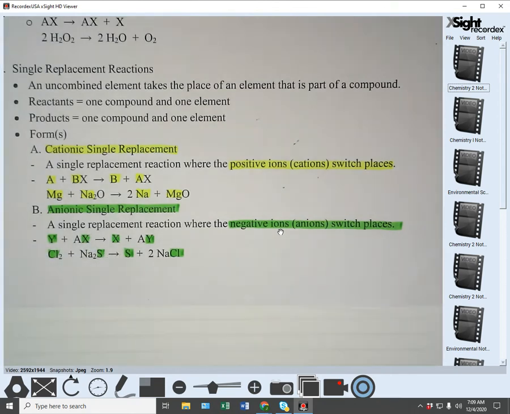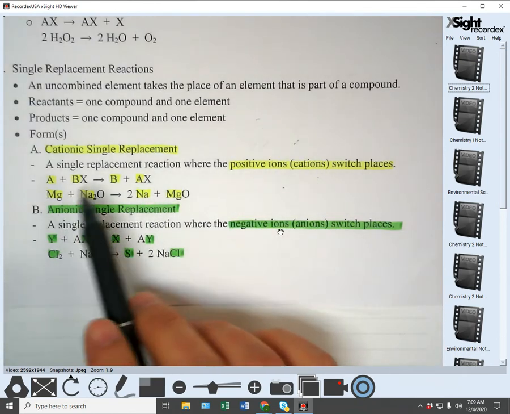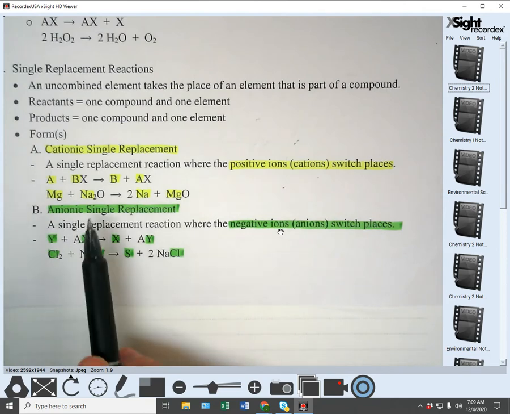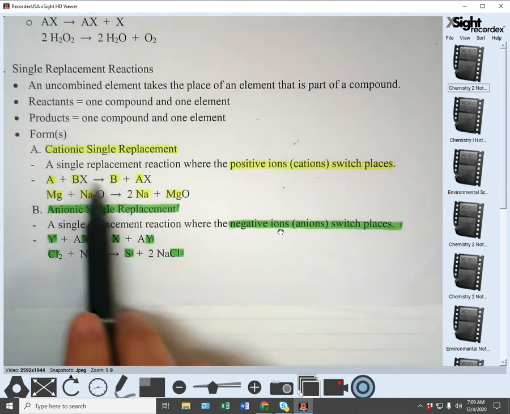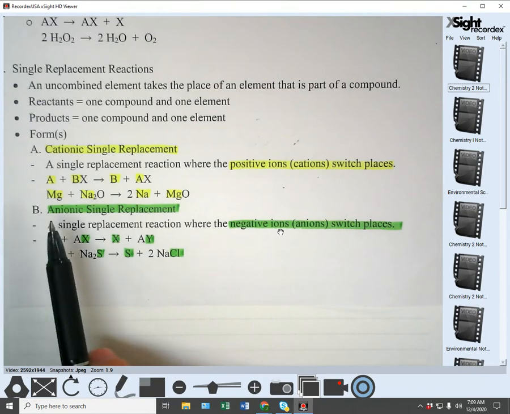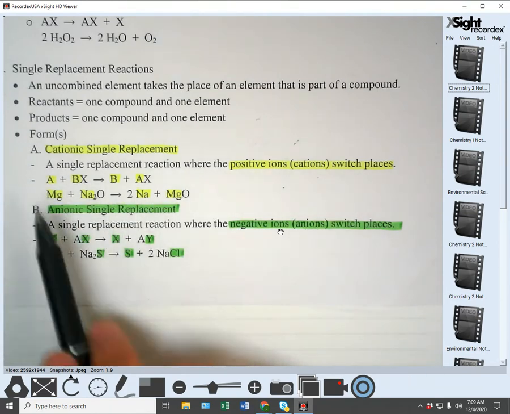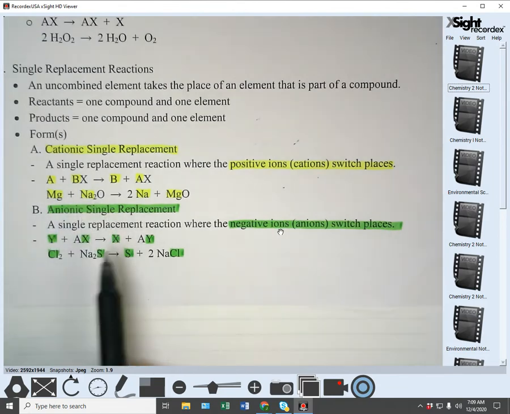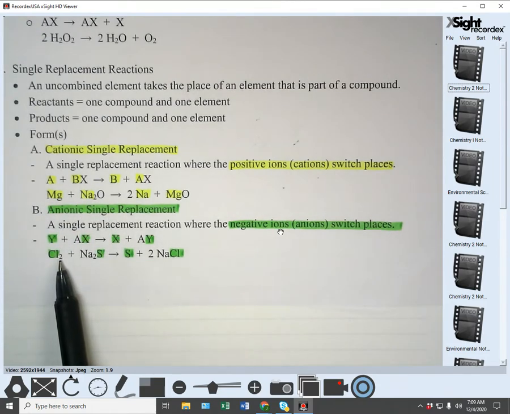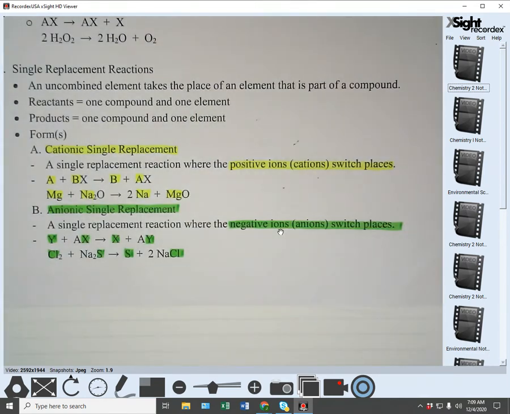Now, if you look at something, how do you know if it's cationic or anionic? Well, the simplest way to know is on the reactant side, the left side, look at the single element. If the single element is positive, it's going to be a cation because that's the thing that's going to be switching. If the single element is a negative ion, it's going to be anionic because that's what will be switching. Okay, that's for single replacement problems.